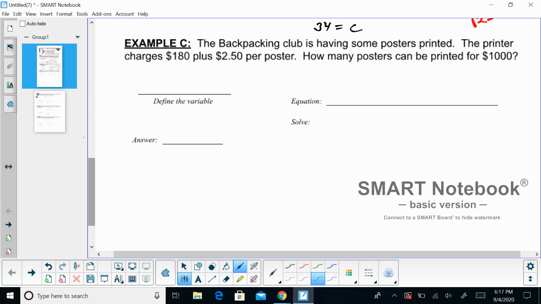Just like the examples above, we're going to reread the problem and look for the important information. So we know that the printer charges means I have to pay that, right? So it charges $180 plus $2.50 per poster. Let's talk about what the word per means. When I say per, that's the same as multiplying. And then we have how many posters. That's our question, right? How many posters can be printed for $1,000? So I have $1,000 to spend.